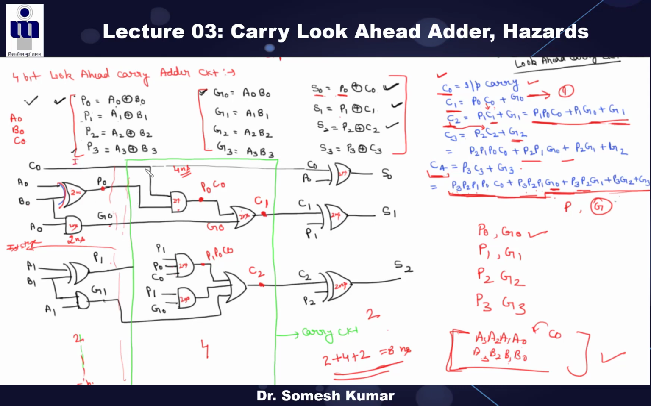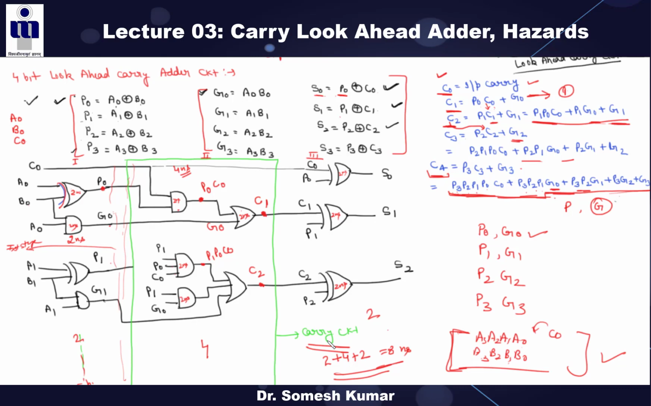This is your first level. We can say this is the second level. This is your third level. And this green one is your carry circuit, we can say. Now understand the advantage of this adder in comparison to your parallel adder.